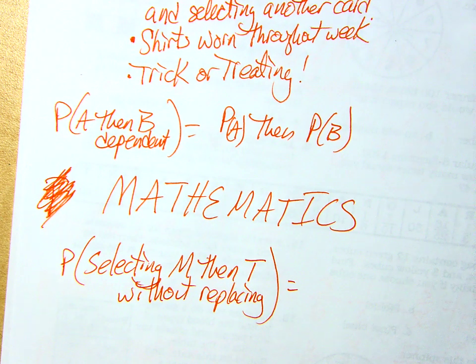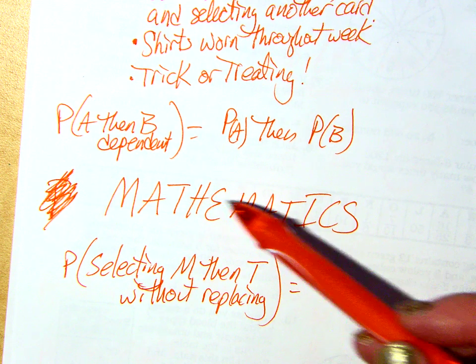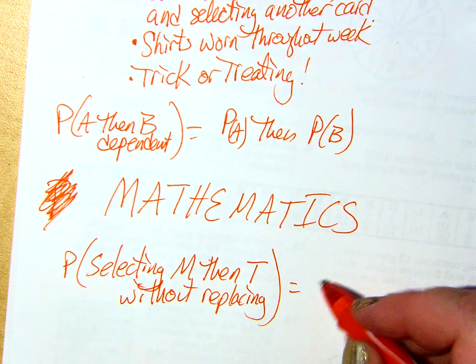So here's how we do this. For selecting an M, I'm going to do it just like I always have been. What's the probability of me selecting an M? 2 out of 11. 1, 2, 3, 4, 5, 6, 7, 8, 9, 10, 11. Yes, 2 out of 11.